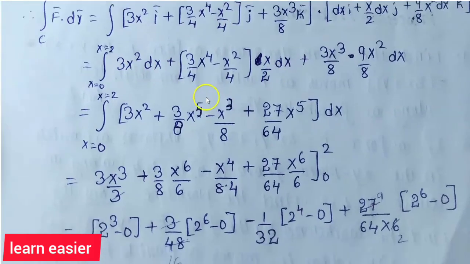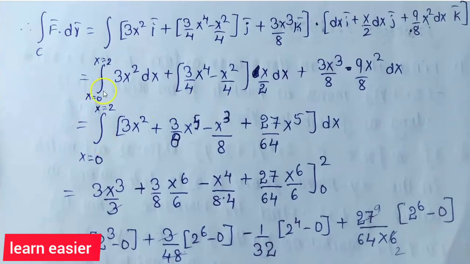Now let's simplify it. 3x square into dx. Here we have x by 2, so let's multiply x by 2 into this term. So 3 by 4 into 1 by 2 is 3 by 8, because 4 times 2 is 8, so that's why here we have 8.